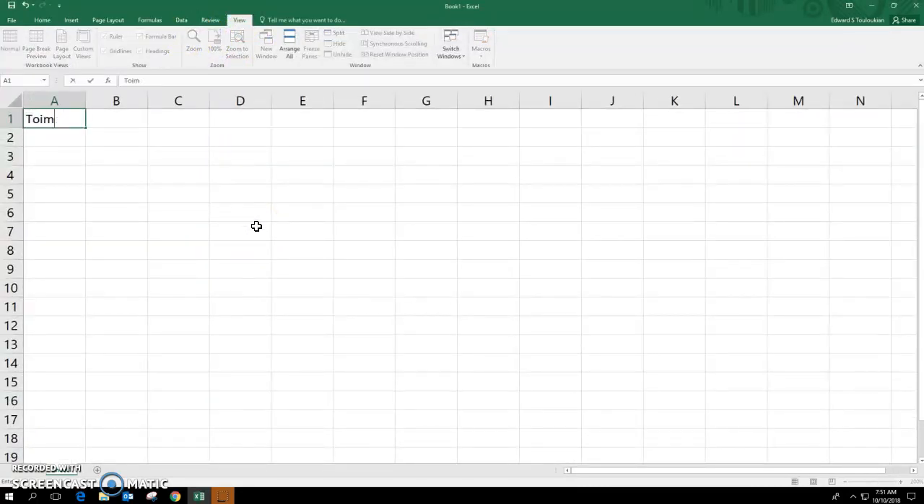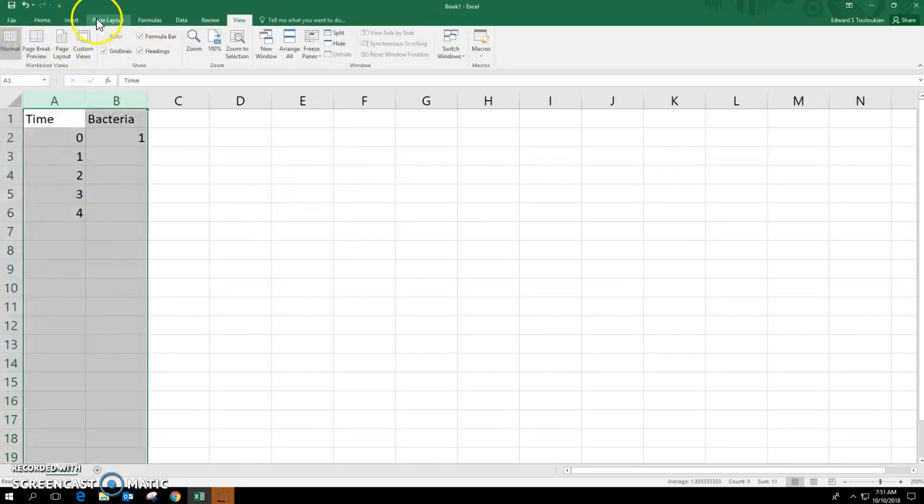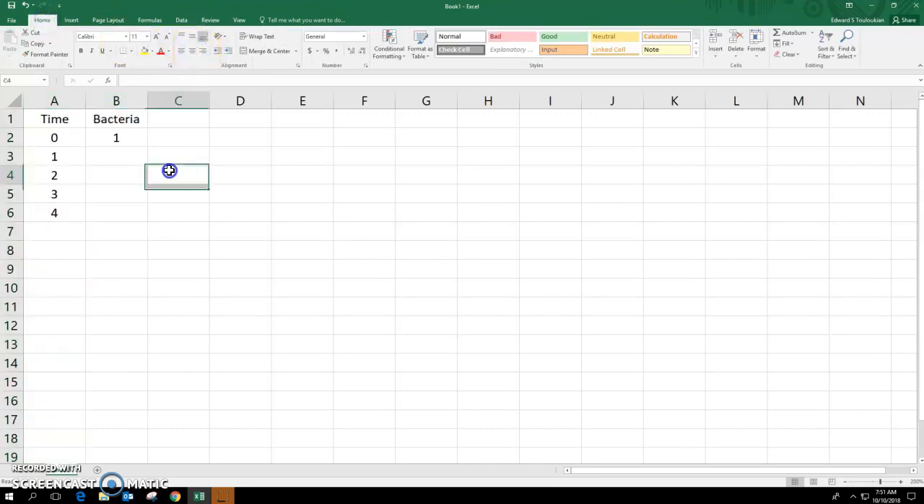We could say time and bacteria. Alright, and so we kind of have two different things we're looking at. We have the initial time where there's one bacteria, and then T is 1, T is 2, 3, 4, and so forth. Now, what makes this one interesting, let me center this, is that this is not like 1 hour, 2 hours, 3 hours, 4 hours. This is every time increment.